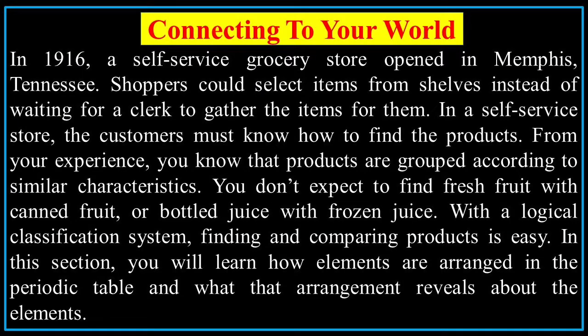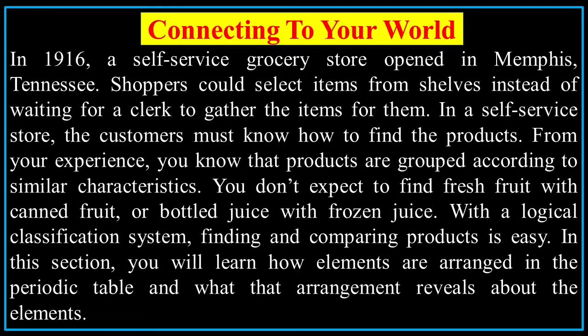In 1916, a self-service grocery store opened in Memphis, Tennessee. Shoppers could select items from shelves instead of waiting for a clerk to gather the items for them. In a self-service store, the customers must know how to find the products. From your experience, you know that products are grouped according to similar characteristics. You don't expect to find fresh fruit with canned fruit or bottled juice with frozen juice. With a logical classification system, finding and comparing products is easy.